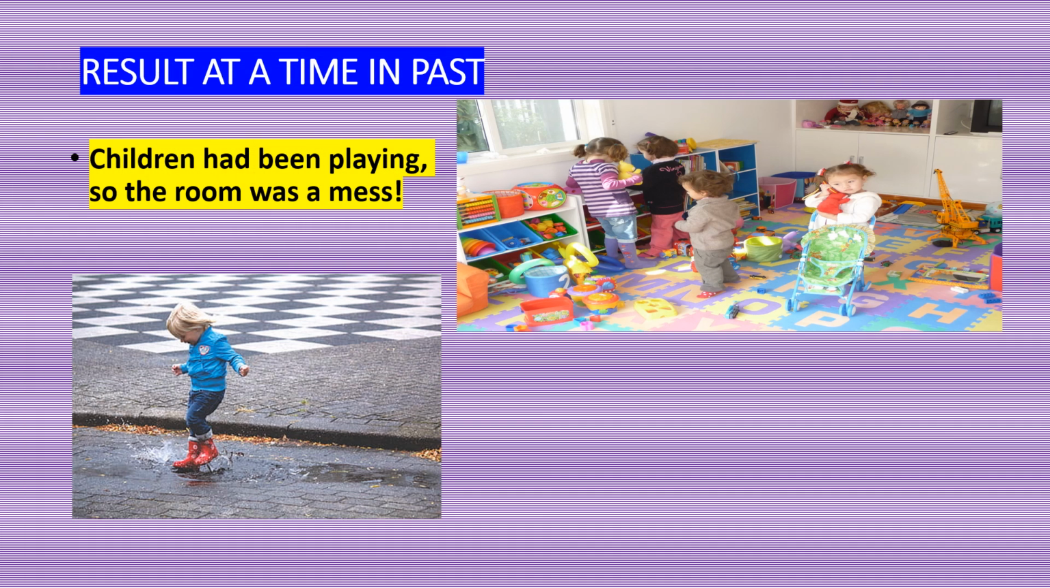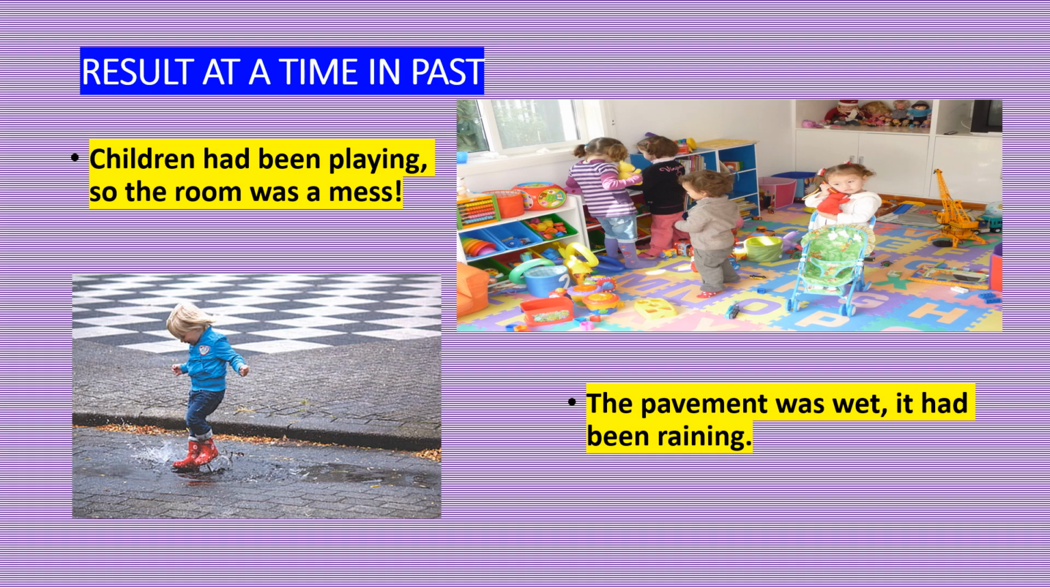Second is when something finished just before another event in the past. This is usually used to show a result at a time in the past. It's very similar to the present perfect continuous, but the action finishes before another time in the past rather than finishing before the present. For example, children had been playing, so the room was a mess. The pavement was wet, it had been raining.